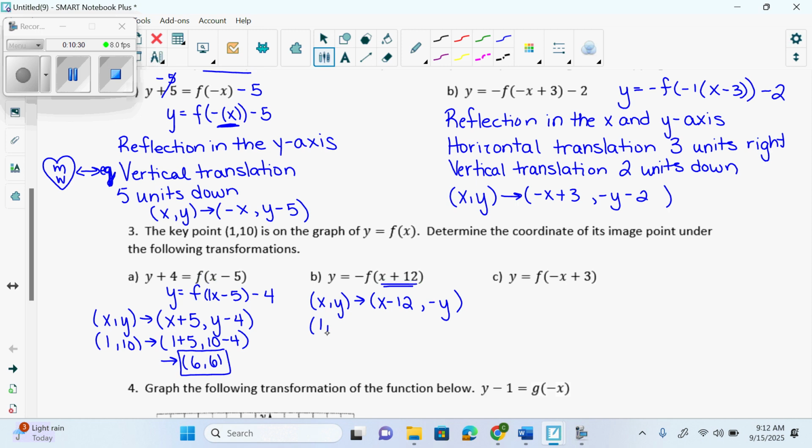And then we have 1, 10. It becomes 1 minus 12, comma, negative 10. It becomes negative 11, negative 10.